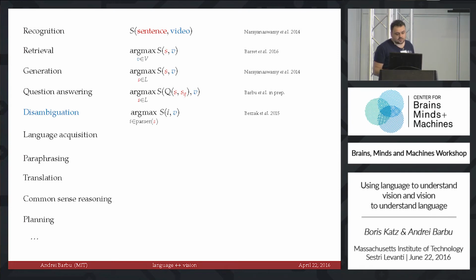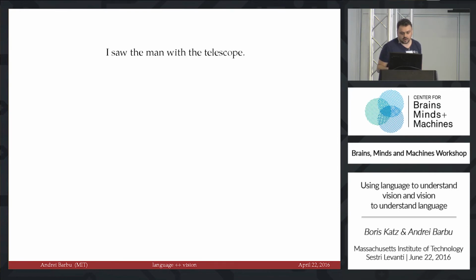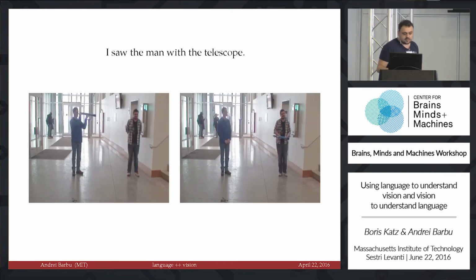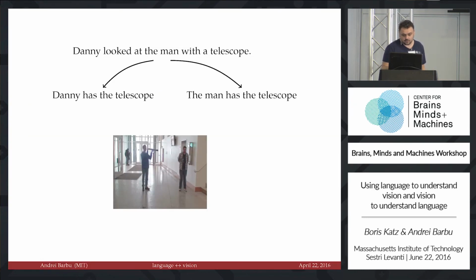So let's switch to a different task. We started at the top with tasks that are very vision heavy. Indeed, the very first task was how to use language to improve vision. We're slowly going to move towards more NLP type tasks. So let's take a very ambiguous sentence, like I saw the man with the telescope. It's not clear whether Danny's holding the telescope looking at me, or he's looking at me while I'm holding the telescope. We collected a corpus of videos like this, like Boris described, and we can automatically determine which of these two interpretations is true.